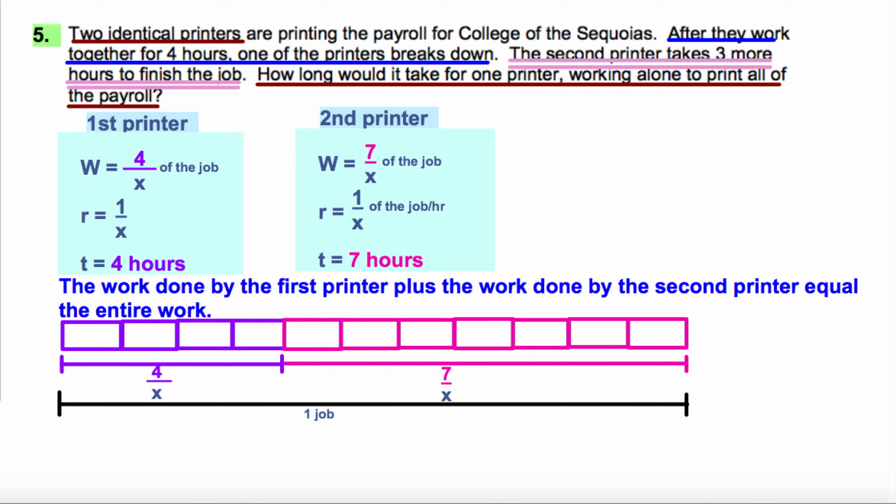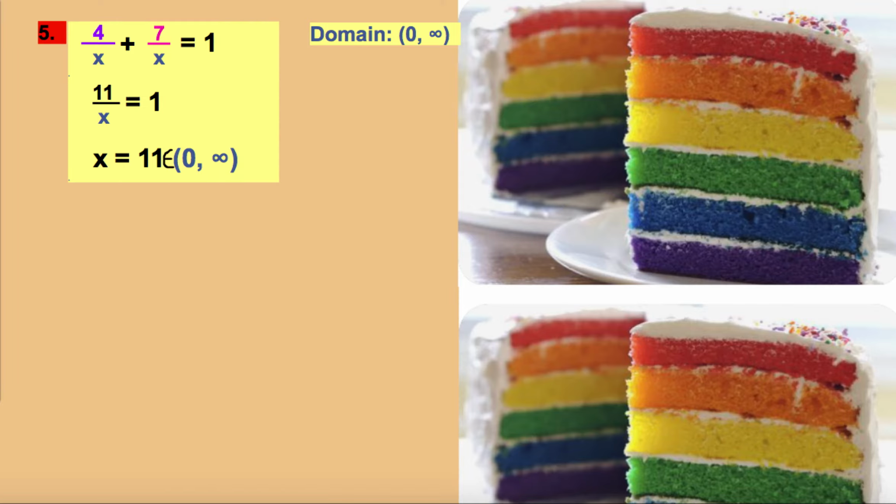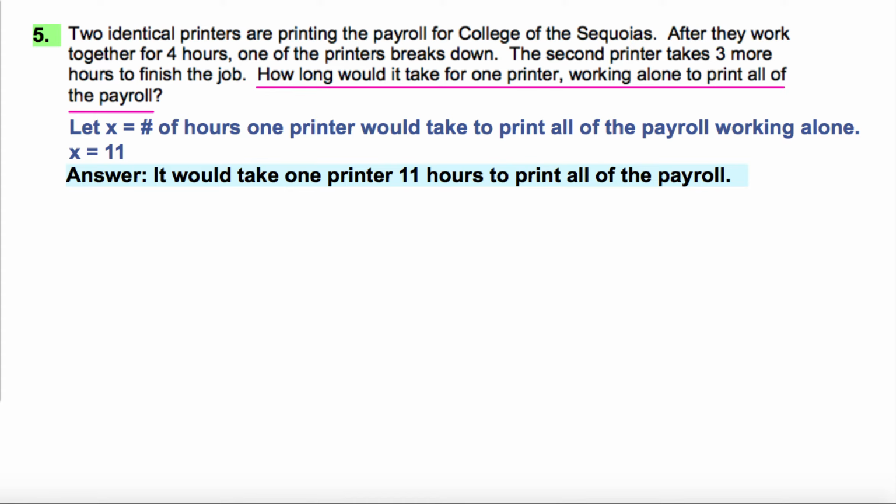The work done by the first printer plus the work done by the second printer equals the entire work. This fact leads to the rational equation 4 over x plus 7 over x equals 1 on the domain open interval 0 infinity. Performing calculations, 11 over x equals 1, x equals 11, which belongs to our domain. How long would it take for one printer working alone to print all of the payroll? X equals 11, thus it would take one printer 11 hours to print all of the payroll.